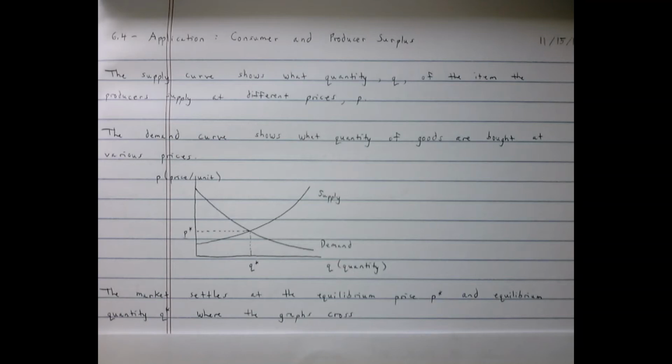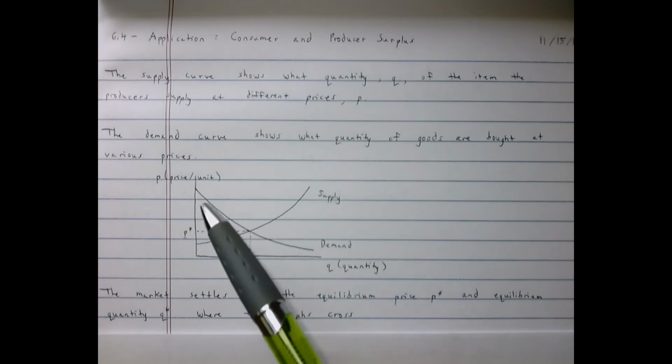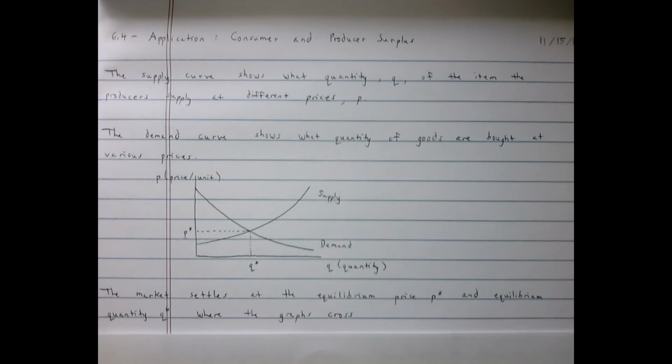The demand curve shows what quantity of goods are bought at various prices. So this describes the consumer's behavior, and a typical demand curve is shown here. The market settles at the equilibrium price, P star, and equilibrium quantity, Q star, where the graphs cross. Notice in this picture the graphs cross here, so this value of Q would be the equilibrium quantity, which I've labeled Q star, and this price here would be the equilibrium price, which I've labeled P star.